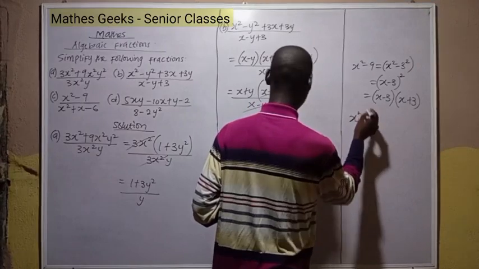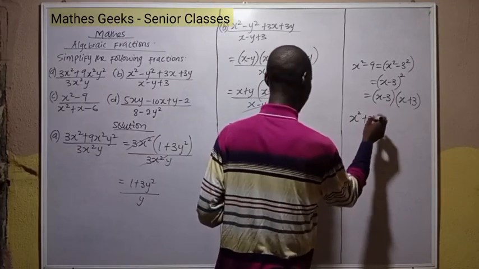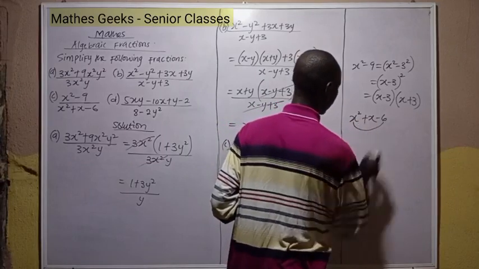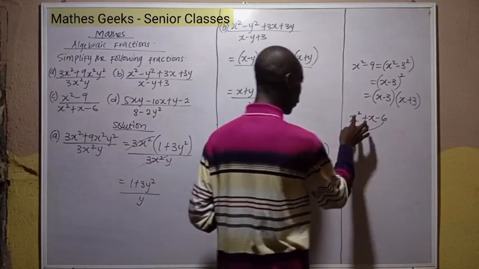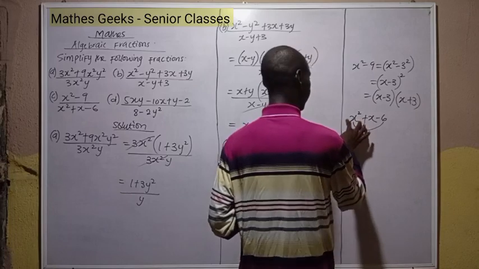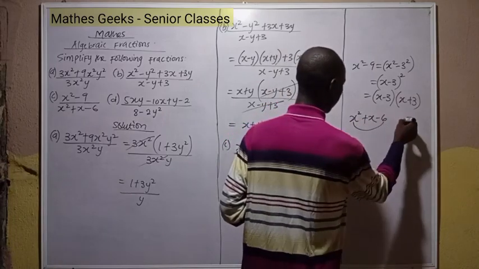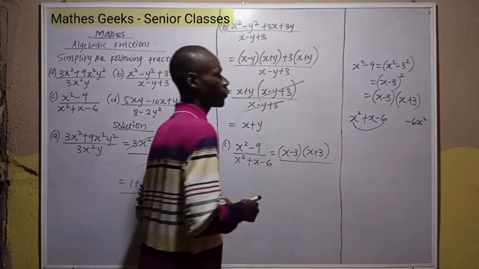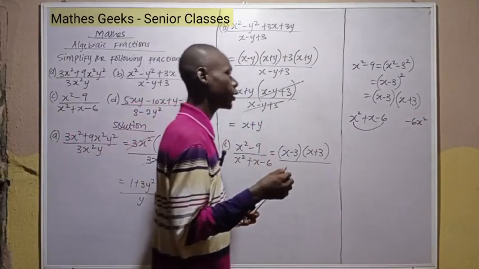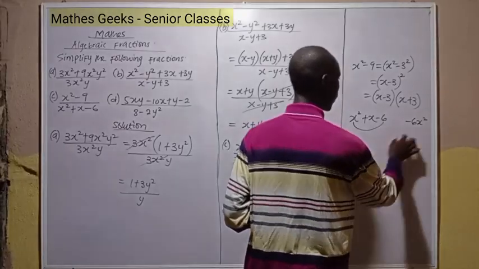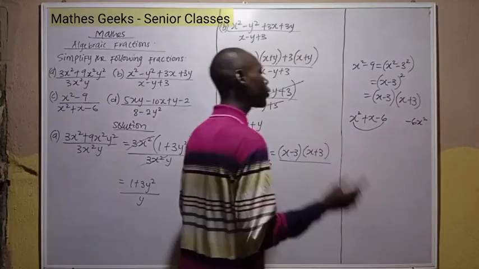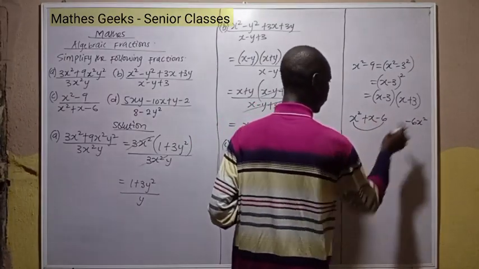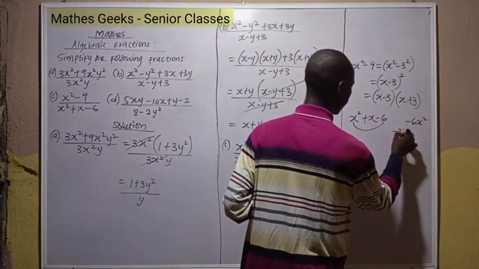So it becomes x squared plus x minus 6. At this point, we're going to factorize this quadratic expression. So I'm going to multiply this part with this part: minus 6 times x squared will give me minus 6x squared. So I'm going to look for two numbers that when multiplied together give minus 6x squared, and when added together give plus x.